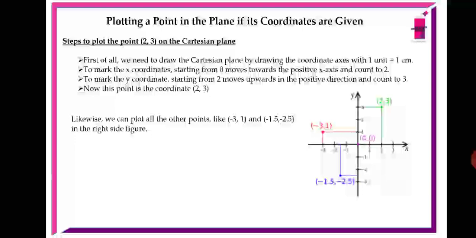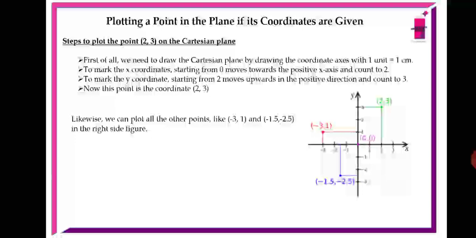Likewise, we can plot all the other points like (-3, 1) and (-1.5, -2.5) in the right side figure. Once again, I am telling you how to plot (-3, 1). From the origin, the x value is negative 3, so we are moving 3 points towards the left, and the y value is 1, so upwards 1. Three points left and up 1 from the origin, you will get (-3, 1).